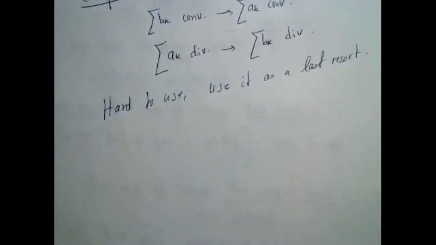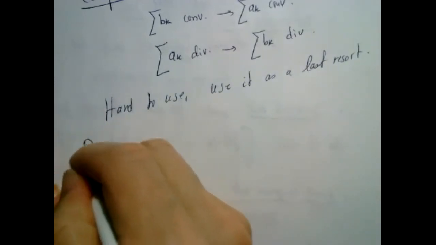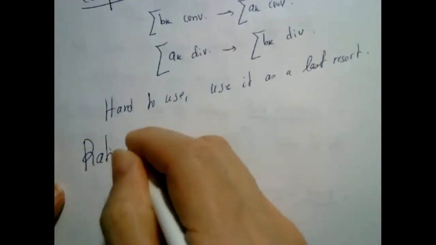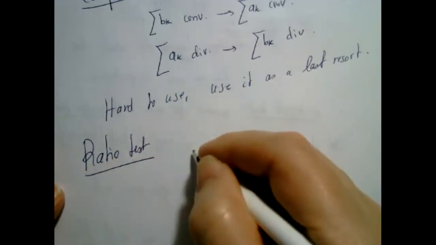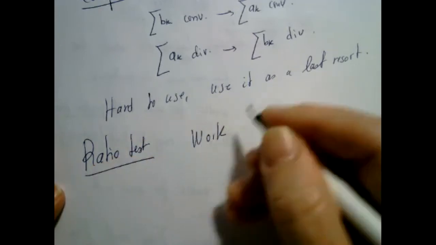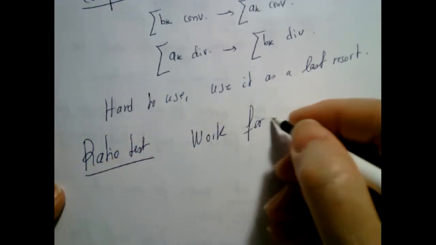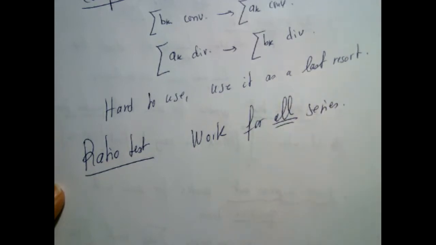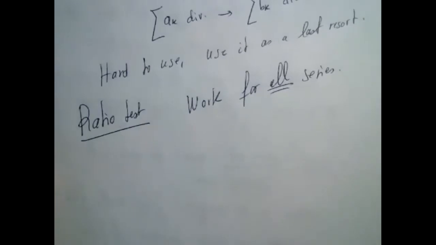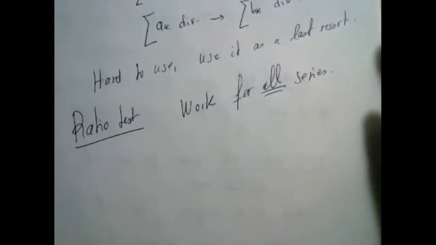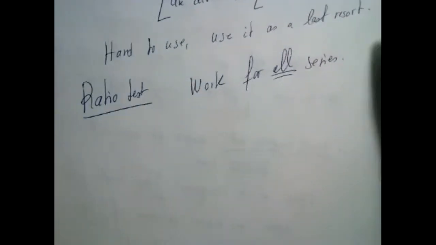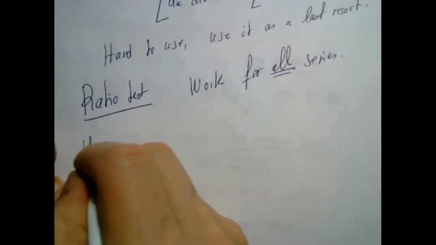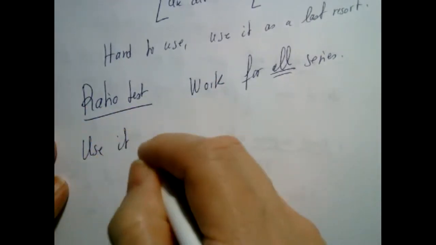All right. The ratio test works for all series. They don't have to be positive series. But it has a pitfall. When the ratio is 1, we have actually a problem. So use it. And as I said, those are guidelines.